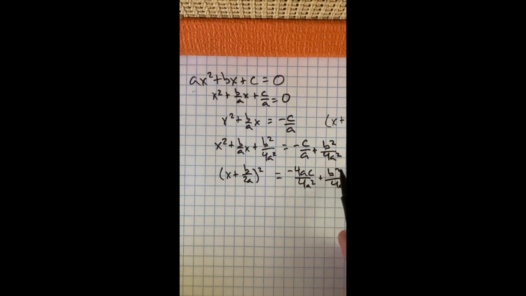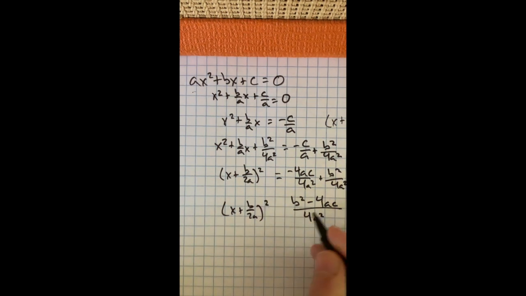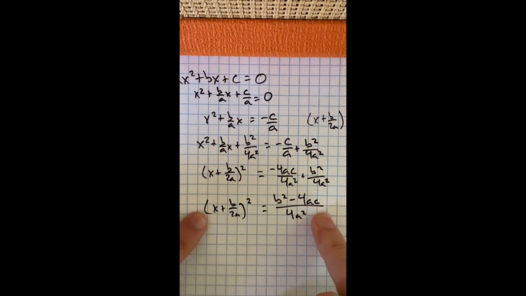Now I can add these two terms together, and I'm going to do that. But I'm going to write the b term first, b squared minus 4ac. I don't have to, but I could, and I will, over 4a squared. So x plus b over 2a, quantity squared, equals all of that. Now we have something squared equals something. We know how to deal with that. We've been doing that in the last few lessons.